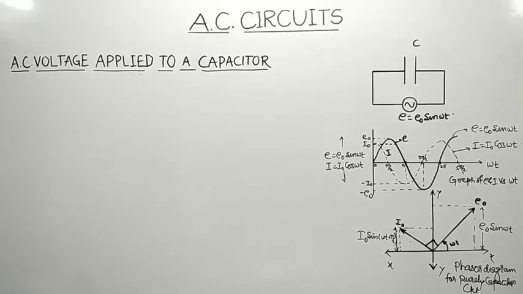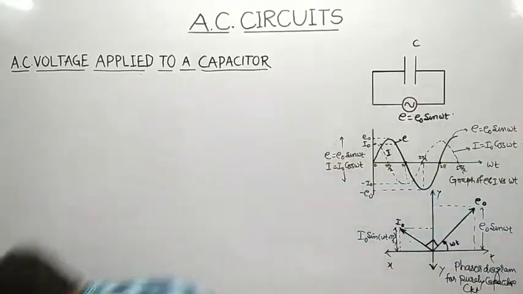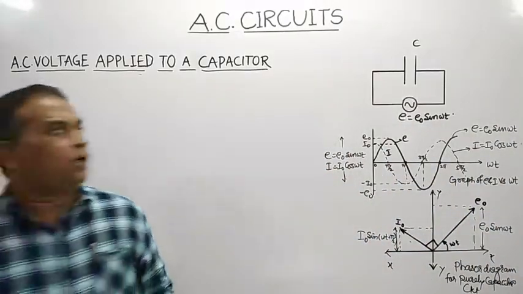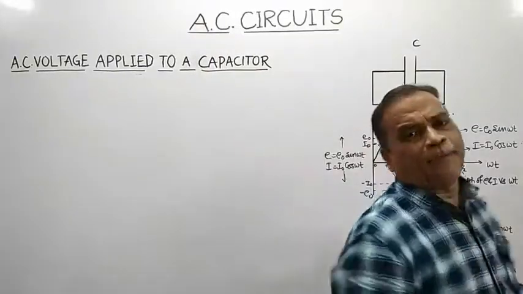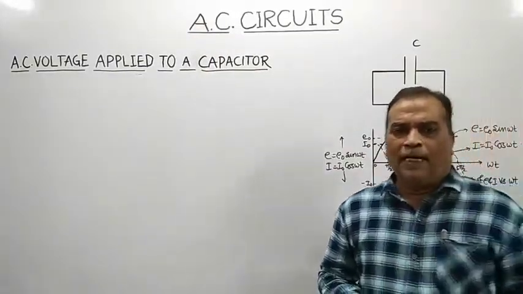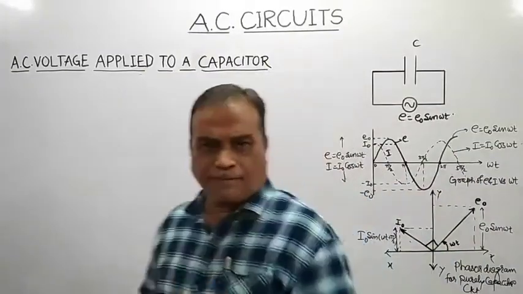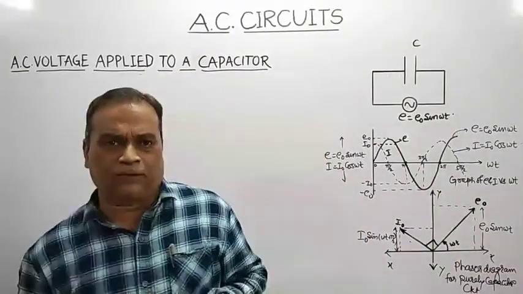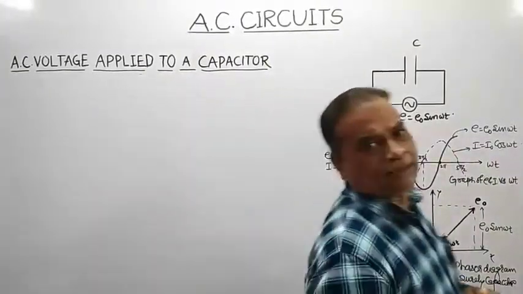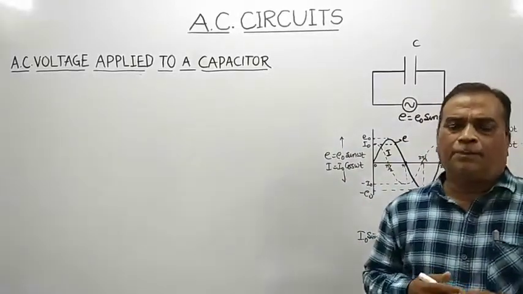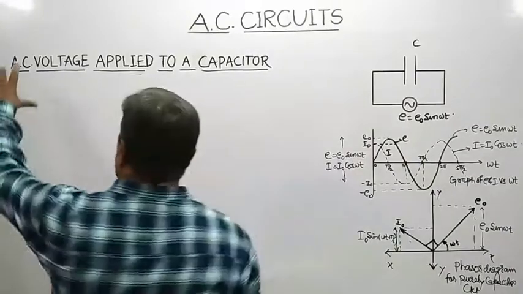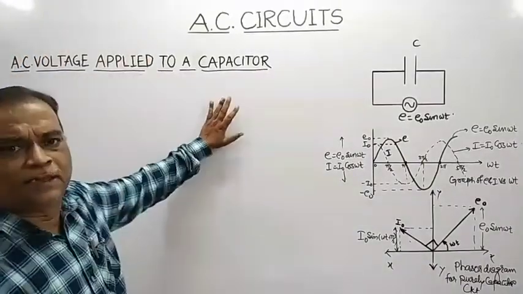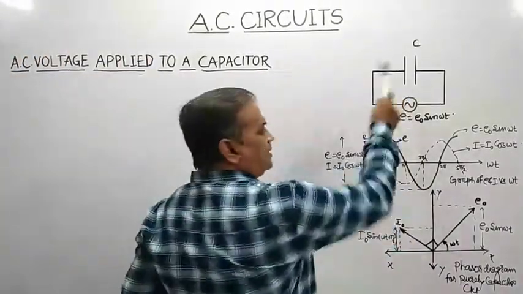Good morning, students. This is our third lecture on the topic AC circuits. In the last period we saw an AC circuit containing purely resistance only, and an AC circuit containing a pure inductor only. Today we will see what happens when AC voltage is applied to a capacitor.